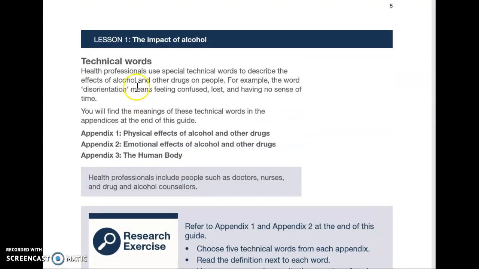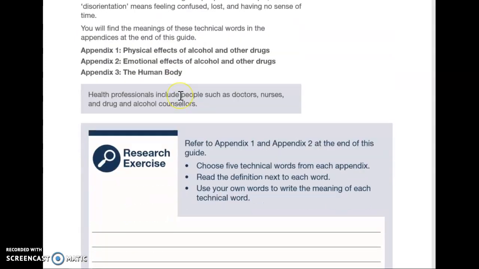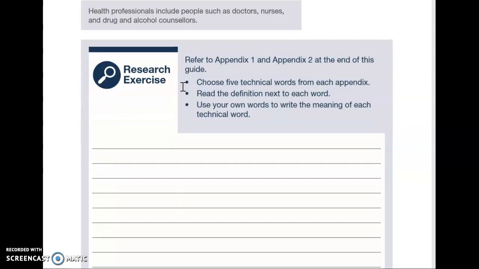If we come down here, we look at the impact of alcohol. Okay, so now we're coming quite specific.